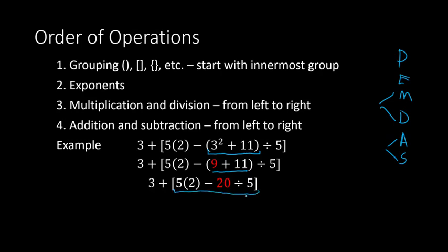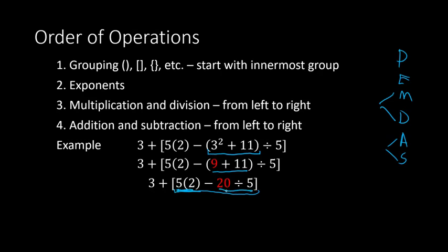Now from here, we've taken care of that parentheses, but we still have this bracket here, which is a form of parentheses. So now we work inside of this, and we have exponents, which we don't have in this case. Next we would have multiplication, so 5 times 2 is 10, and then division. So we do 20 divided by 5, which is 4.